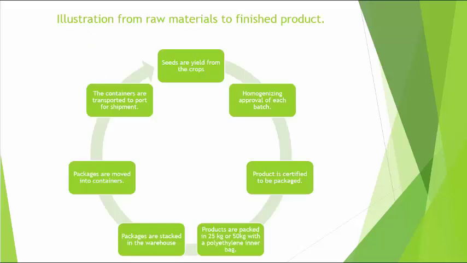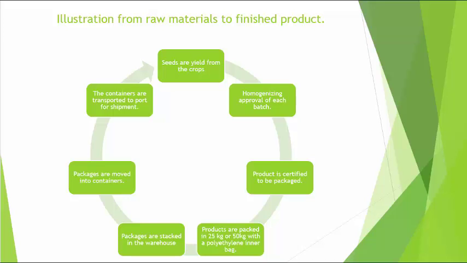And the last one is the illustration from raw material to finished product. So the first step is seeds are yielded from the crops. Second, harmonizing approval of each batch. Third, product is certified to be packaged. And the fourth, products are packed in 25 kg or 50 kg bags with a polystyrene inner bag.